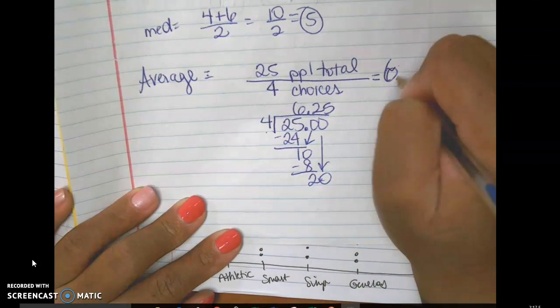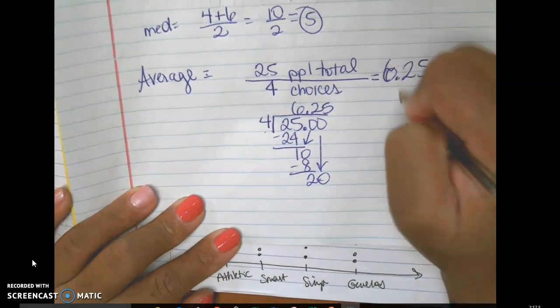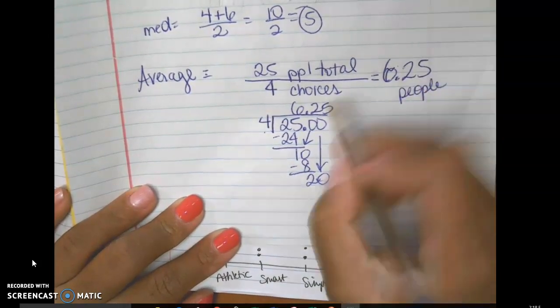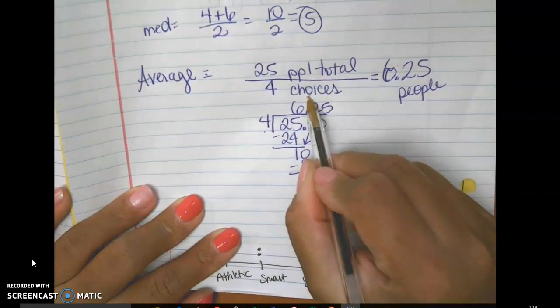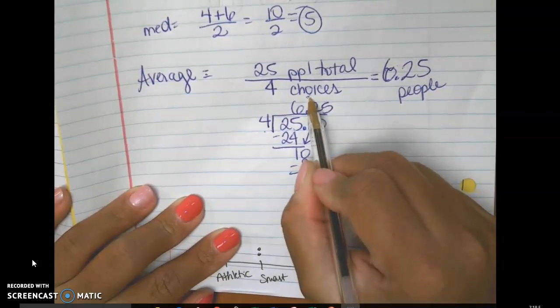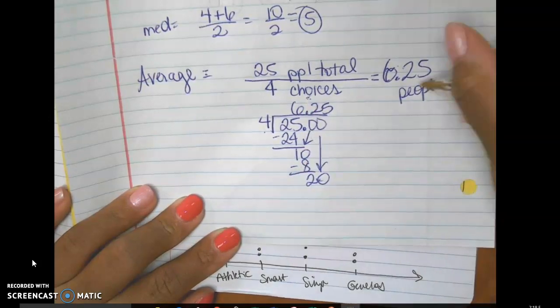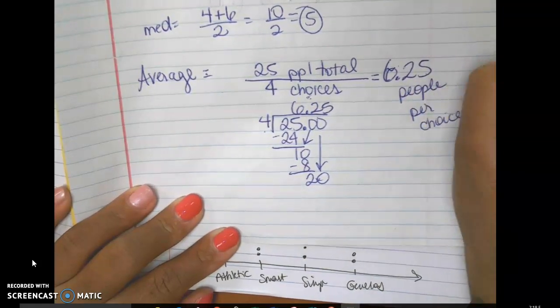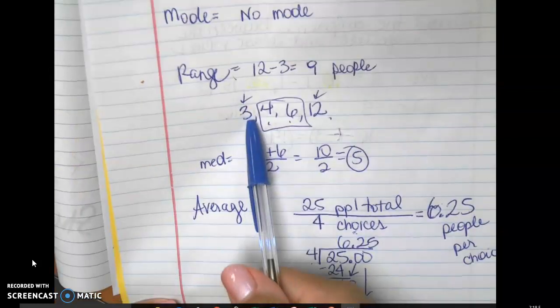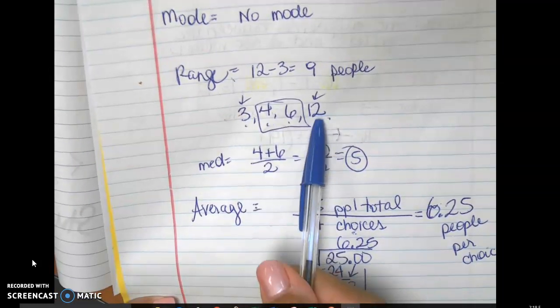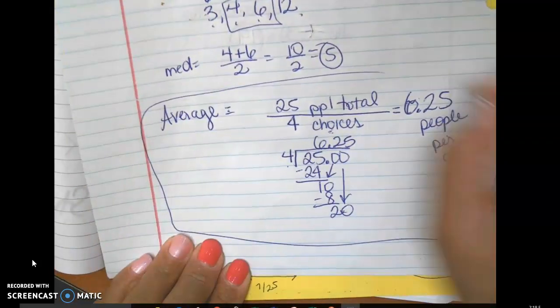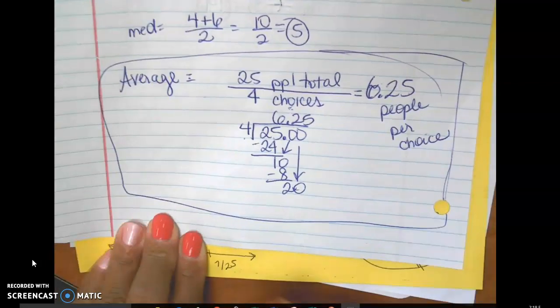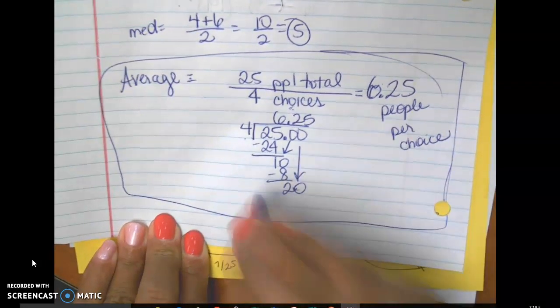5. So what does this mean? 6.25 people. 6.25 people what? Average of 6.25 per choice. About 6.25 people per choice should be the average. Is that the case? No, because I've got people way below that average and I've got some way above that average. But this should be the same for everybody. At the very least, if you are showing your work, you need to have this done to get some credit.